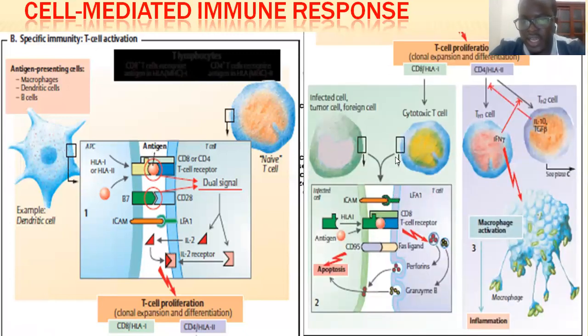So you can see here after activation, you have the infected cell or a tumor cell or a foreign cell with that antigen. After activation, you have these cytotoxic T cells that can go and bind to the class 1 because you're talking of a normal cell that is infected by these pathogens. So they will go and bind to class 1, activation of the T cells. These are cytotoxic T cells because you're talking of just class 1 cells. They are not being presented by the antigen presenting cells.